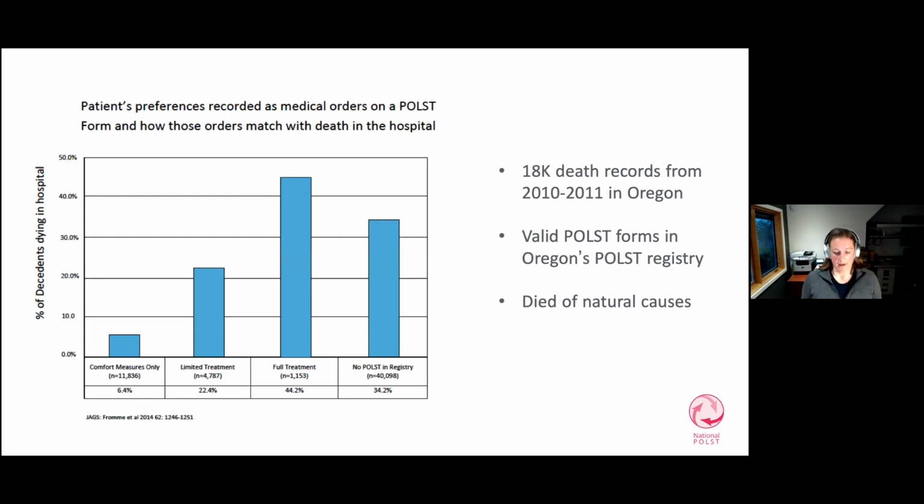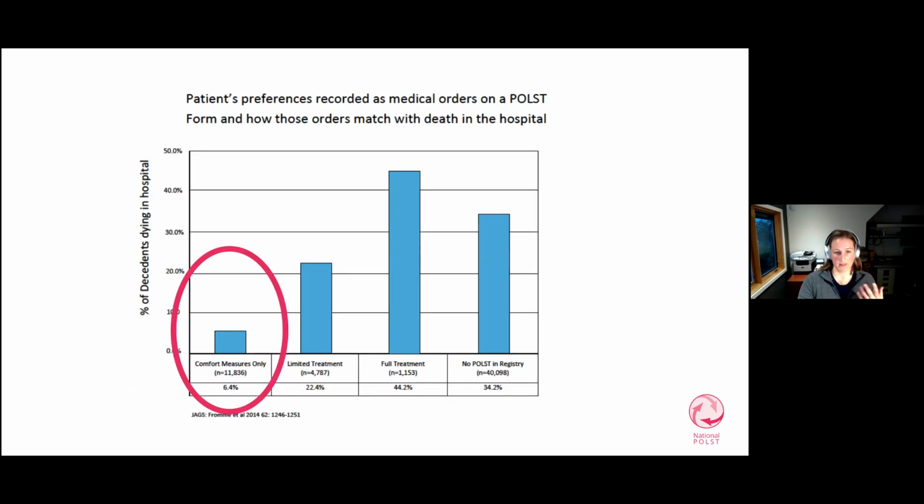For POLST, there's some interesting studies. This is from 2014. The Journal of the American Geriatric Society published a study showing the strong connection between POLST form orders and where people ultimately die. So they looked at 18,000 death records in Oregon from 2010 and 2011, anyone who had a valid form in the registry and died of natural causes. So what they found was that if you didn't have a POLST form, you had a 34% chance of dying in the hospital. If you did have a POLST form, the rest of it is what happened here. So if it said comfort measures only, that's the terminology in Oregon, again, that meant you didn't want to go to the hospital.